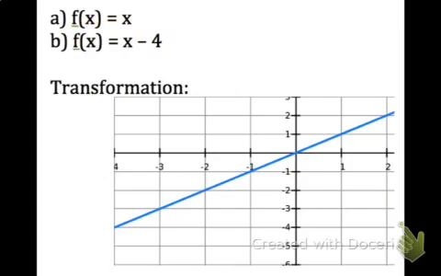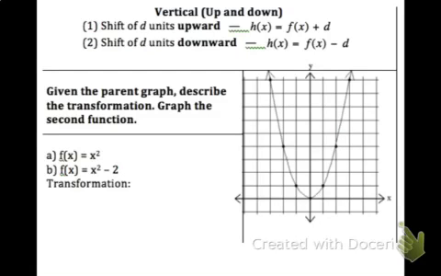For the next one, we'll be talking about vertical, which is up and down. So you notice before it was coupled inside with the x, now it's on the outside. So that's a big difference that you want to make sure you take note of when you're looking at different transformations. So for this one, because it's on the outside, our parent graph was x squared, and we're going to move it down 2 units. Okay.